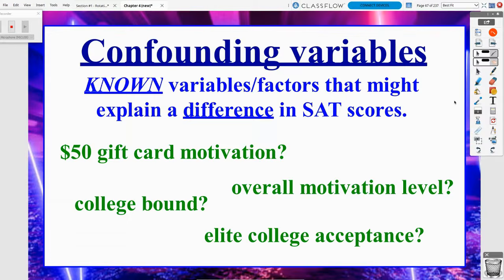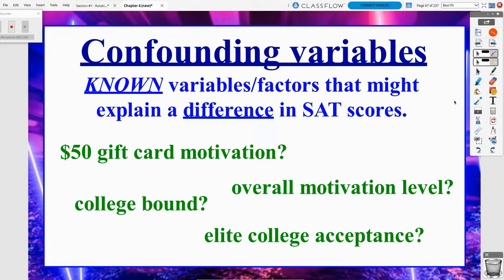So if we consider some things that might be confounding variables, like maybe the $50 is motivation for students to take this course. Maybe overall they just have a higher motivation level, right? Students that just want to do well. They're A students and they want to do really well on the SAT. Versus students who don't sign up, maybe they're not highly motivated. Maybe they could care less what they get on the SAT.